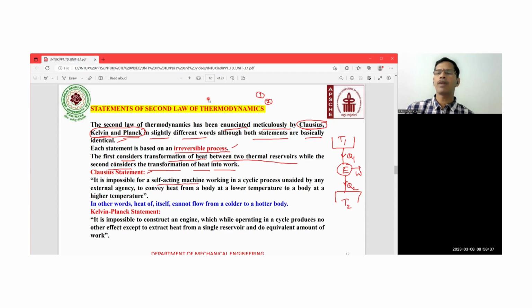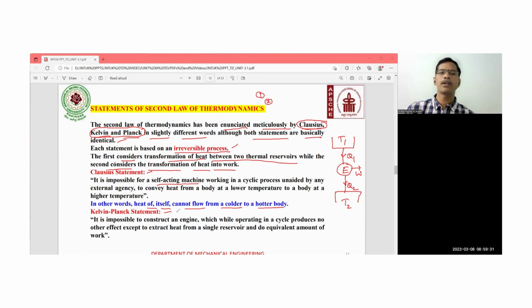Always, heat will flow from the high temperature body to the low temperature body. If you want to transfer heat from the low temperature body to the high temperature body, some external input is required. Without that external input, external agency or external device, it is not possible. That is the Clausius statement. It is impossible to construct a device operating in a cycle that produces no effect other than the transfer of heat from a lower temperature reservoir to a higher temperature reservoir. In other words, heat of itself cannot flow from a cold body to a hotter body.